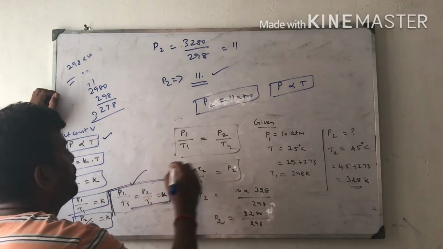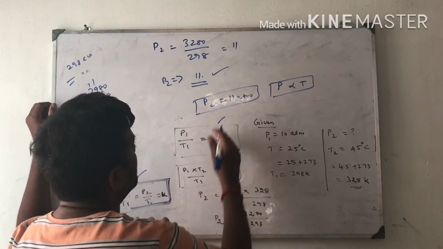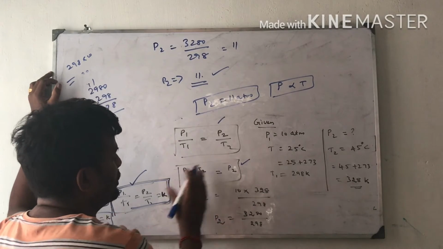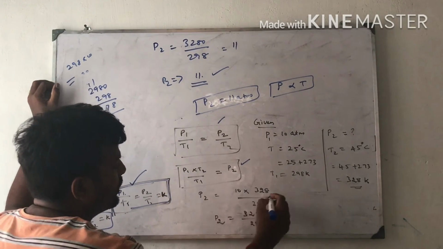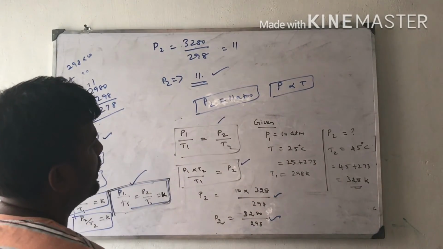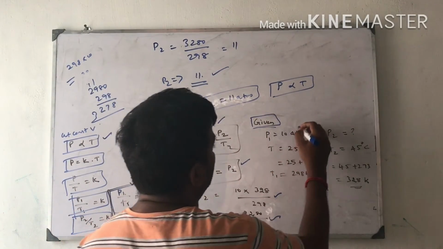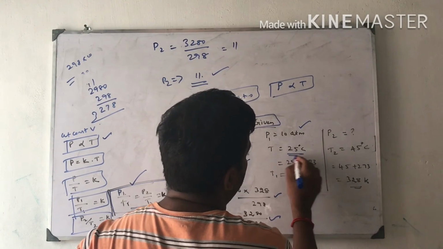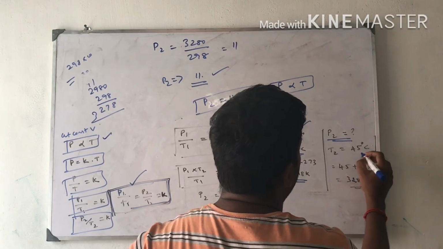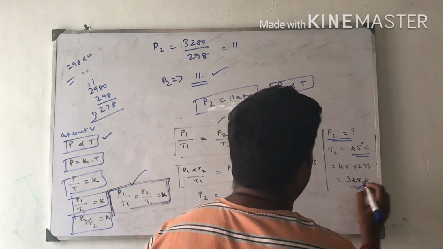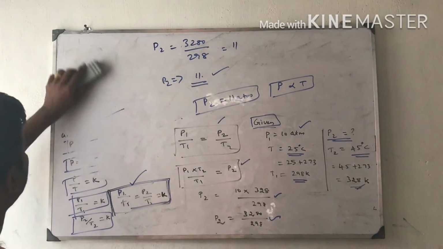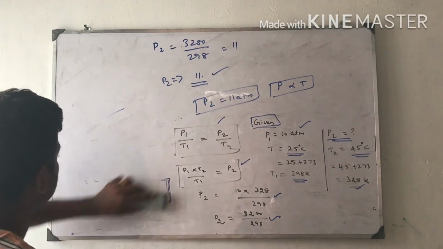So this equation we are substituting here. Already given in the question, P2 only we are going to find. So adjusting the formula, after adjusting the formula, substituting the value, simplifying the value, get the answer. Before that, given terms: P1 is 10 atmosphere, T1 is 25 degrees Celsius, convert into Kelvin. P2 we don't know. T2 is 45 degrees Celsius, convert into Kelvin. So this is the way we are getting the solution for the Gay-Lussac's law.